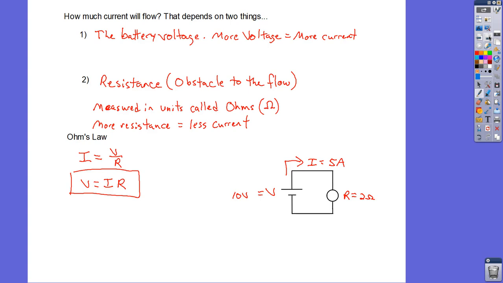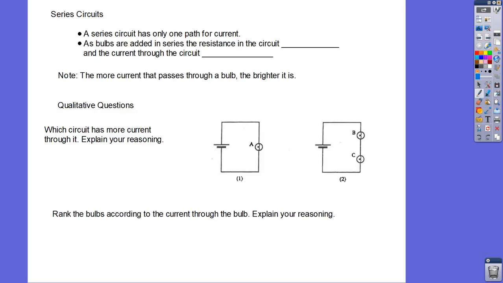Of course, most circuits have more than one thing. It's not just one resistor or one bulb in there. So we started making changes to the circuit, and we were looking at what happens to the current when you add things. So remember, we have series circuits. Series circuits have one path for the current. So as we add bulbs in series, the resistance of the circuit increases, and the current through the circuit decreases.